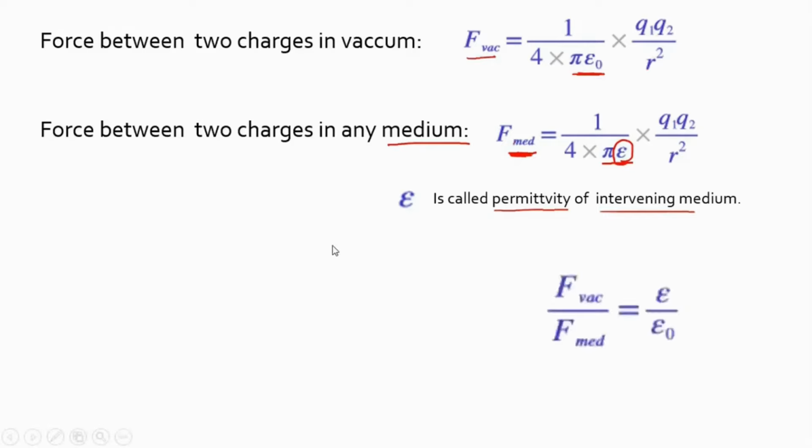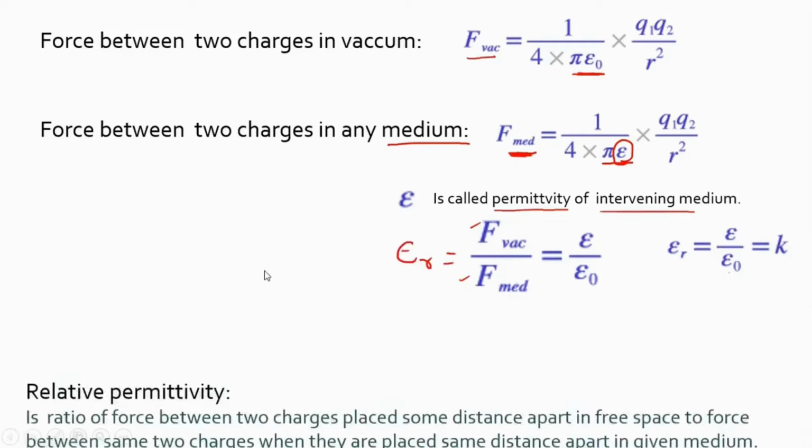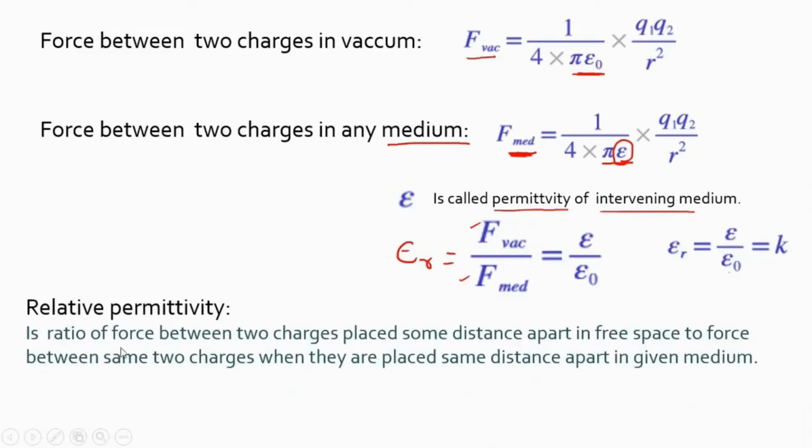So what is the effect of this medium? If we divide these two forces, that is force in vacuum and force in medium, we get the ratio of epsilon upon epsilon naught, and this ratio is called the relative permittivity, which equals epsilon upon epsilon naught. This is also equal to the ratio of F vacuum to F medium. So the definition of relative permittivity is the ratio of the force between two charges placed some distance apart in free space to the force between the same two point charges when they are placed the same distance apart in a given medium. So it is the ratio of two forces.